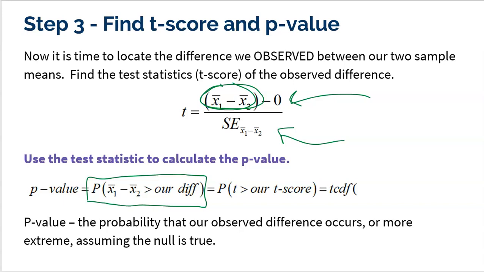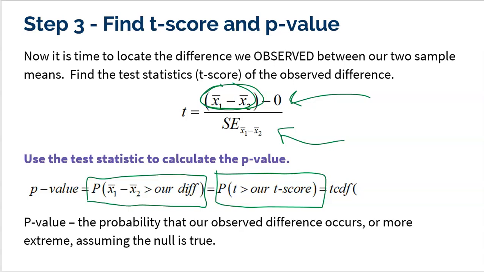All right, so once you understand a p-value is the probability of our observed difference, it's the probability that any other difference is more than our difference, okay? And you're going to find that by doing the probability that a t-score is more than our t-score. And of course, we're going to use TCDF to do that. Now, a couple things to keep in mind here. When you do use TCDF, you do need degrees of freedom.